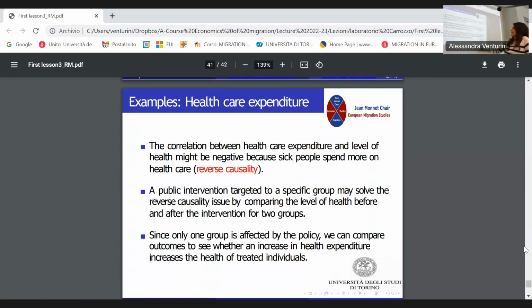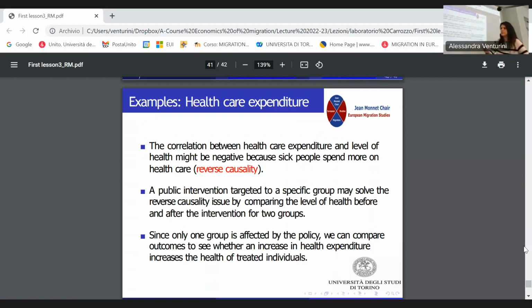Okay, in this case, in the healthcare expenditure, a solution could be a public intervention targeted to a specific group that may solve the reverse causality issue by comparing the level of health before and after the intervention for two groups. Imagine two groups, treated versus not treated, and a specific public intervention in the middle. Now you can test the public intervention before and after.